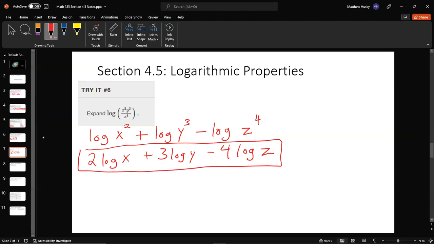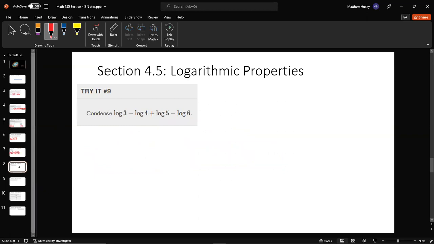Okay, so that is the end of that one. Then here we're doing the same process. It's just that here we're going to be doing it in reverse. So now we're going to condense these expressions, and we're going to go from multiple logarithms down to just a single logarithm. So for this one, everything that is added is going to go together on the top.